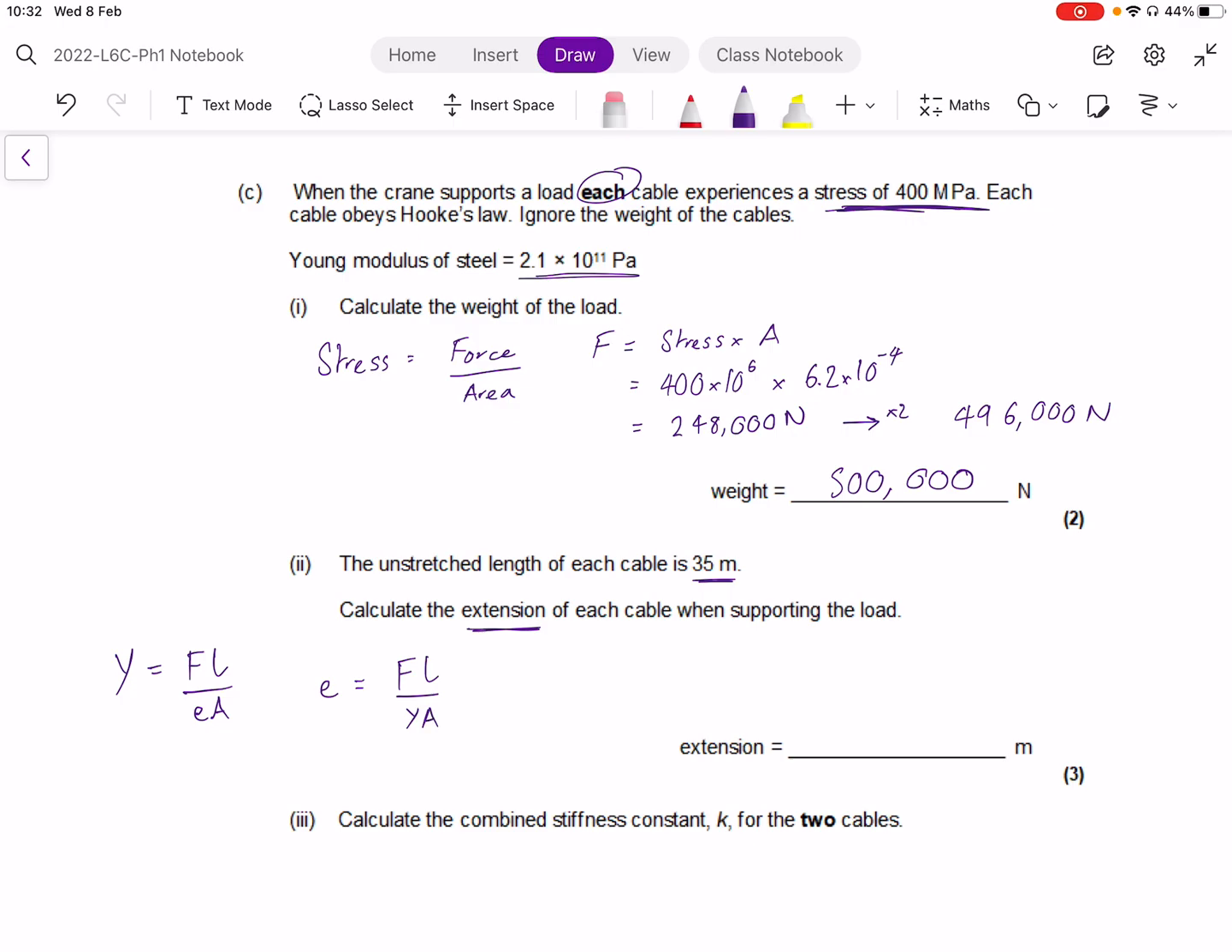And then let's collect things and see how much we know. So one cable, let's do everything about one cable here. The force in one cable is 248,000 newtons. The unstretched length is 35 meters. The Young modulus is 2.1 times 10 to the 11. And the area, which keeps cropping up, is 6.2 times 10 to the minus 4. So bring all of that together. Let's calculate 248,000 times 35 over 2.1 times 10 to the 11 times 6.2 times 10 to the minus 4. And I get an answer of 0.06 recurring. To two significant figures, I'm going to give that as 0.067 meters.